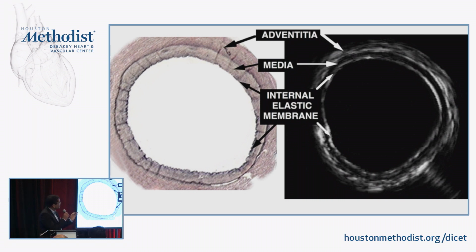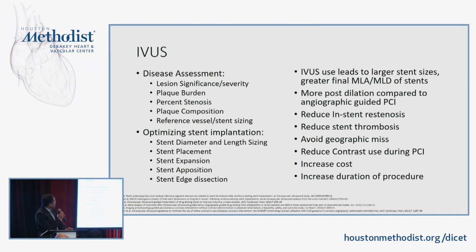That will usually be the area where you start measuring your atheroma, from the outer border between adventitia and media. That is called plaque plus media measurement. And then the lumen, obviously, you can see that. So intravascular ultrasound has been used for disease assessment. You can assess lesion significance, plaque burden, percent stenosis, and plaque composition, whether it's fibrotic, loose plaque, fibrofatty, or calcification. You can assess the size of the reference vessel for stent sizing.